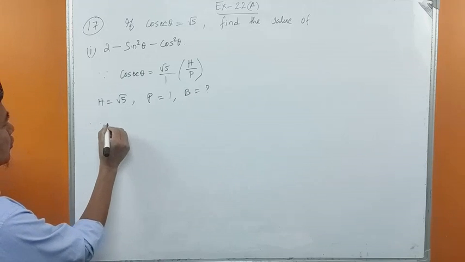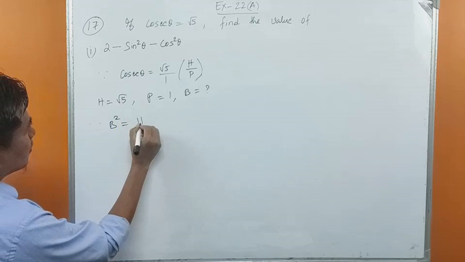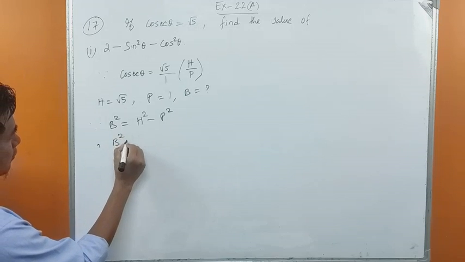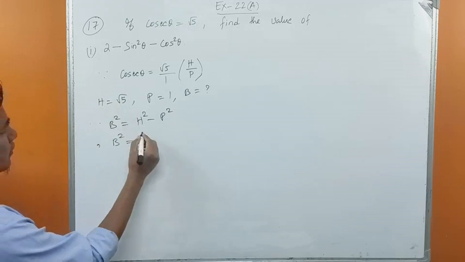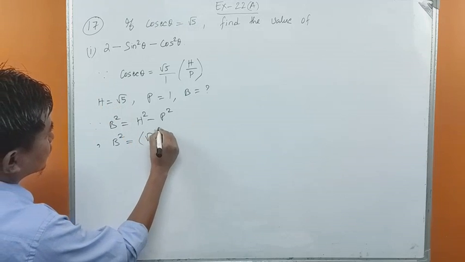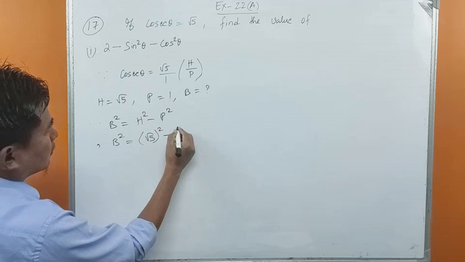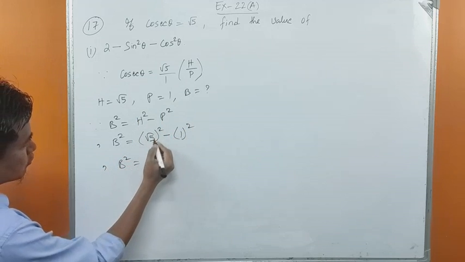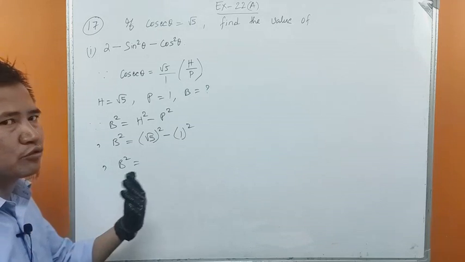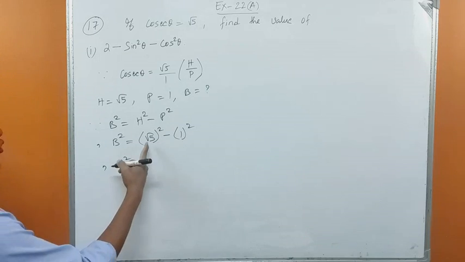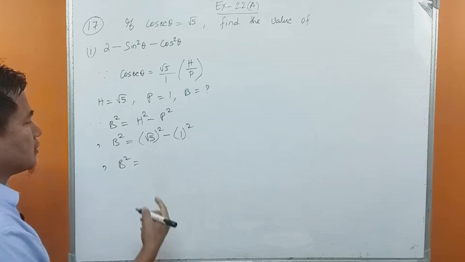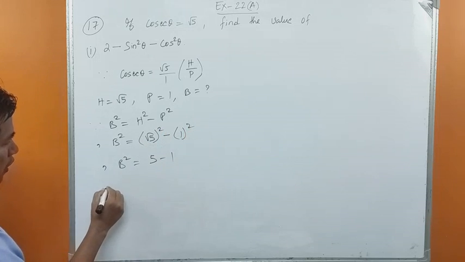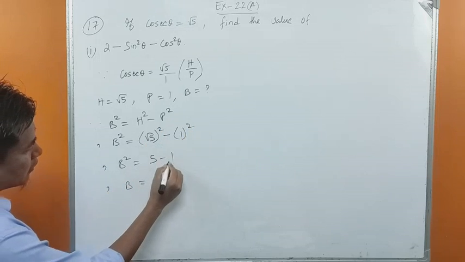Since we know that base square equals hypotenuse square minus perpendicular square, base square equals, what is hypotenuse? Hypotenuse is root 5. So we write root 5 square minus perpendicular 1 square. Root 5 squared is 5. Root 2 squared is 2. Root x squared is x. So root 5 squared is basically root 5 into root 5, isn't it? So root 5 into root 5 is 5, minus 1 squared is 1. 1 1s are 1. Or b squared equals 5 minus 1, which is 4.